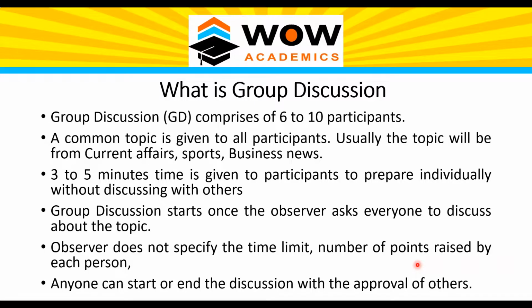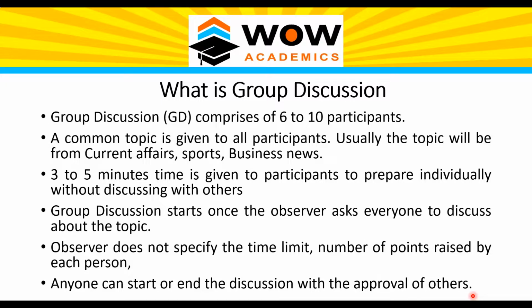In a group discussion, any of the participants can start the group discussion and also end it with the approval of others. Once you are going to start the group discussion, you have to get the permission of others, and also at the time of ending it, you have to ask others whether we could end it, and then you can formally end the group discussion.